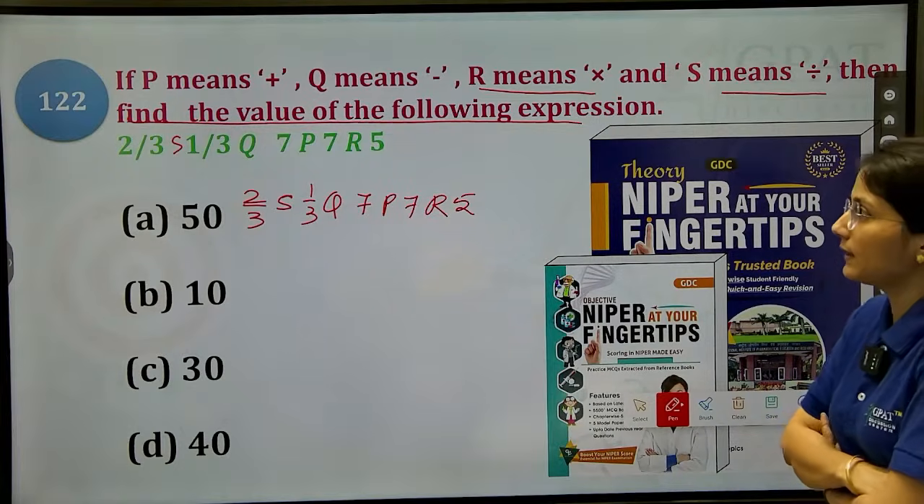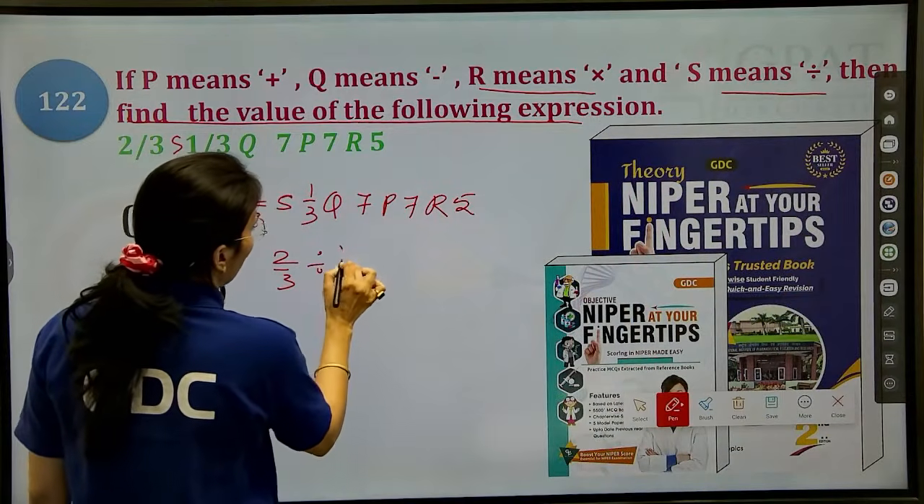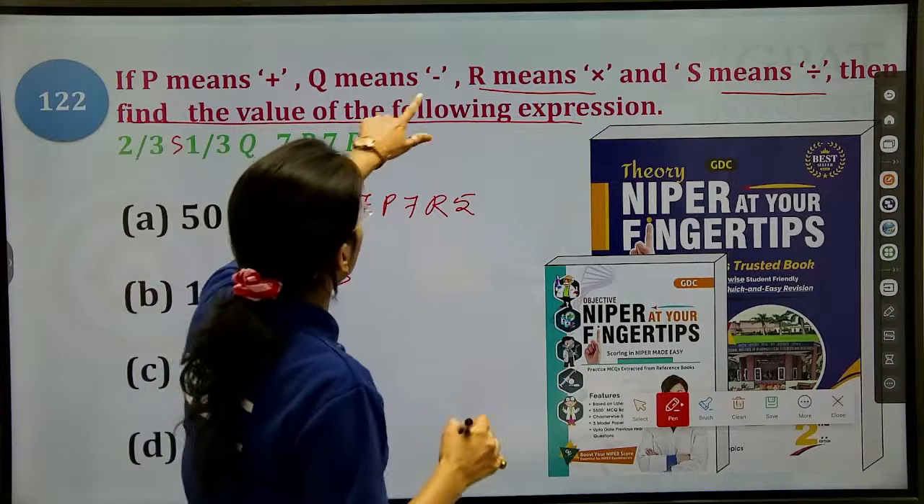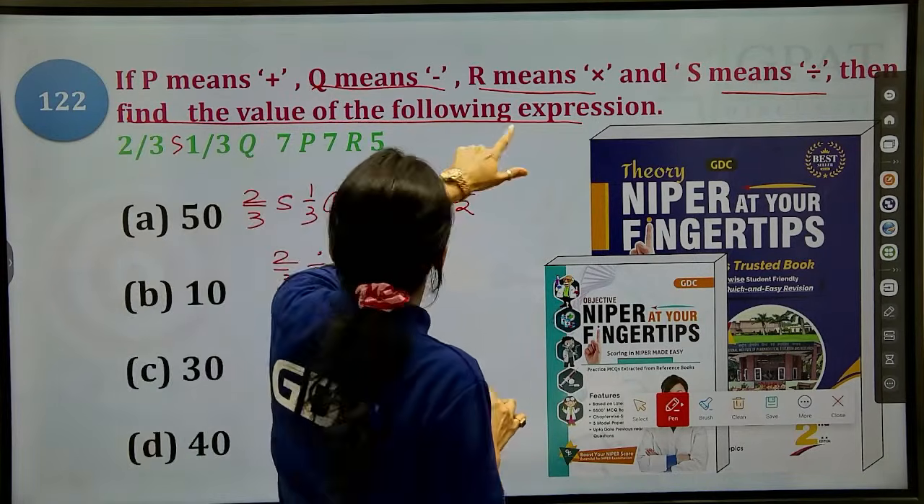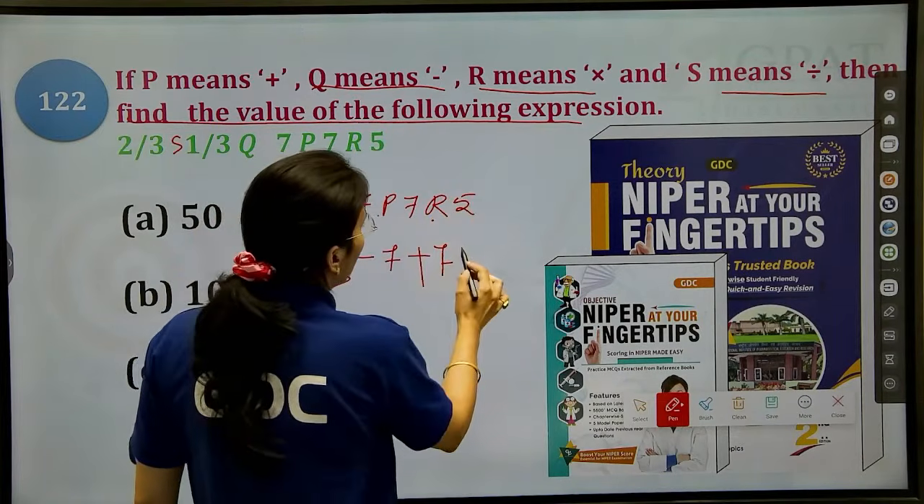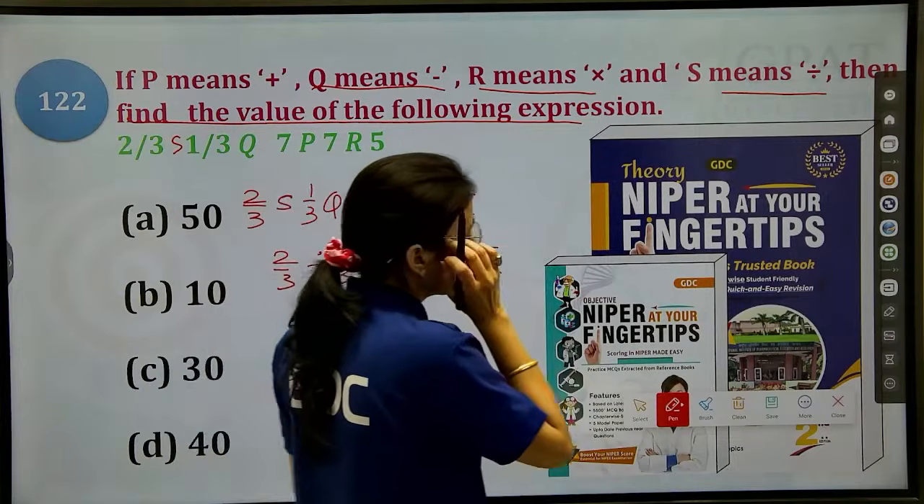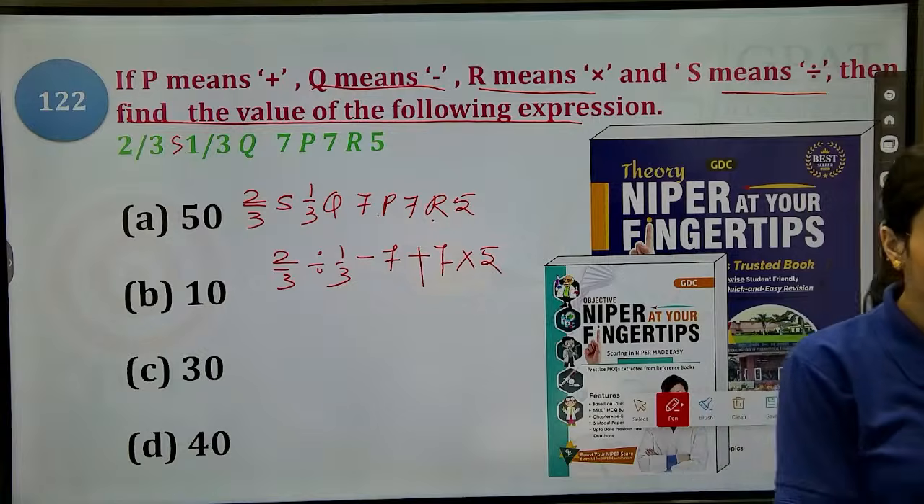2 by 3 S. S means divide, so 2 by 3 divide 1 by 3. Q means subtract, minus 7. Then P means plus, so 7 plus 7. Then R means multiply, then 5. When you solve this, you will get your answer.